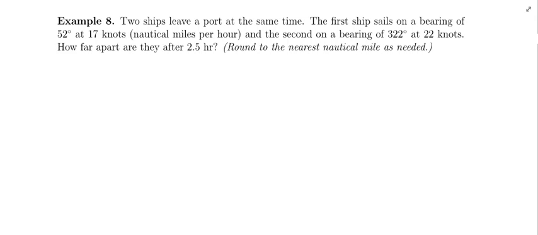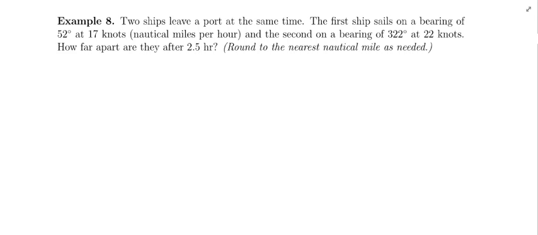Example 8. Two ships leave a port at the same time. The first ship sails on a bearing of 52 degrees at 17 knots, which is a measure of nautical miles per hour, and the second on a bearing of 322 degrees at 22 knots. How far apart are they after 2.5 hours? Round to the nearest nautical mile as needed.